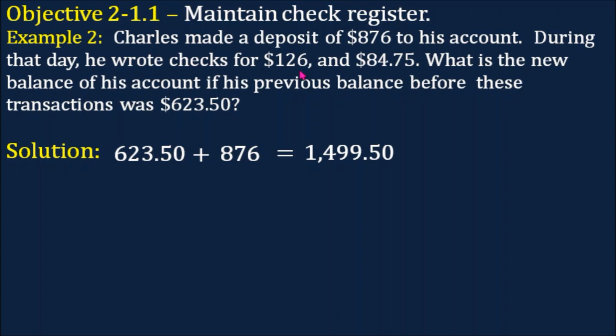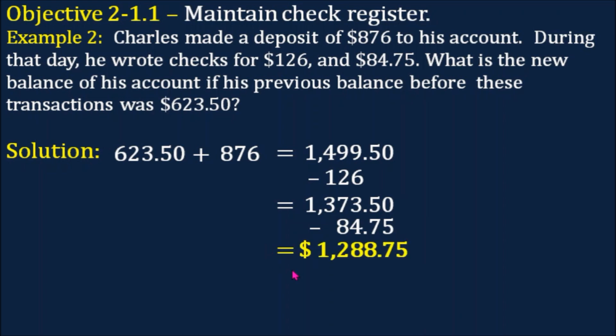The first check is amounting to $126, so that means minus 126. So it is equal to 1,373.50, and there is another check here amounting to $84.75, so that means minus 84.75. So the new balance here is $1,288.75.